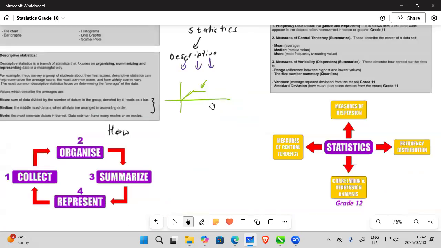So if you look here, out of the 2 core purposes of statistics, frequency distribution helps us to do 2 things. It helps us to organize the data and represent it. And then the measures of central tendency and measures of variability help us to summarize the data. Okay, the collection of it we're not worried about. Why are we not too concerned about the collection? Because it will be given to us. So our only purpose is to organize, summarize, and represent.